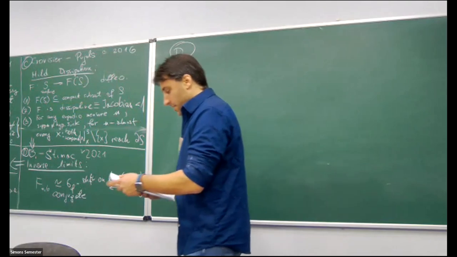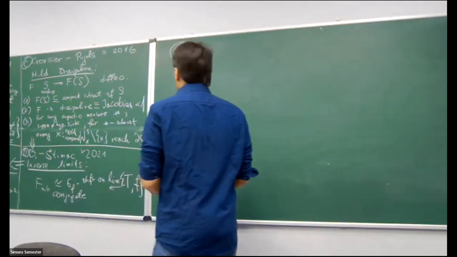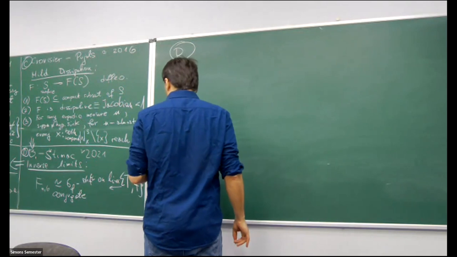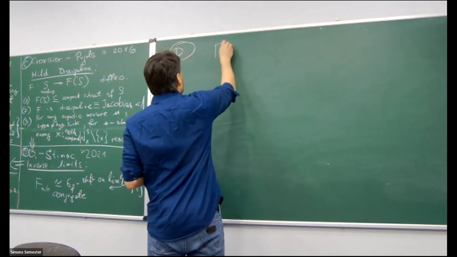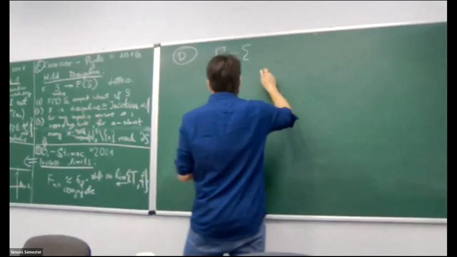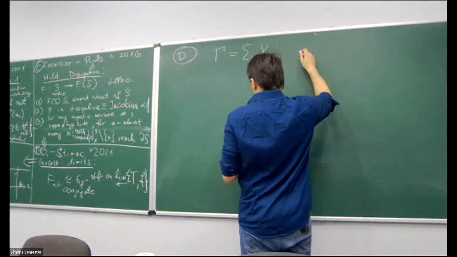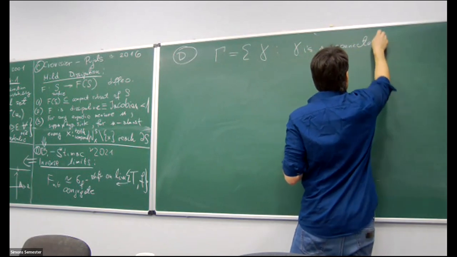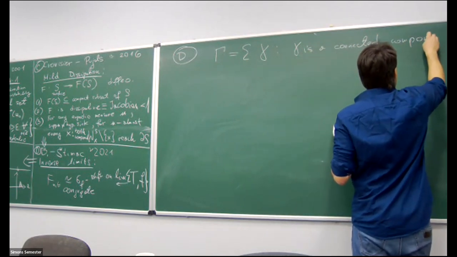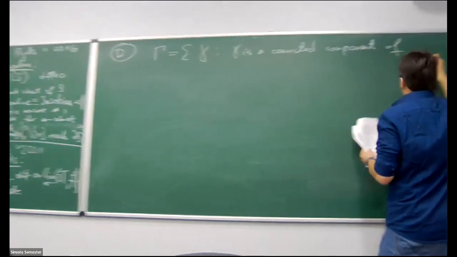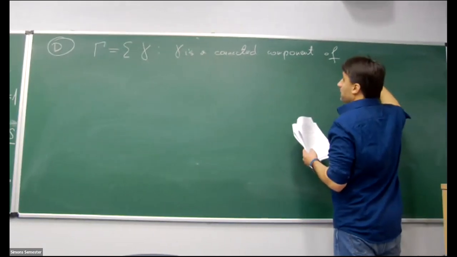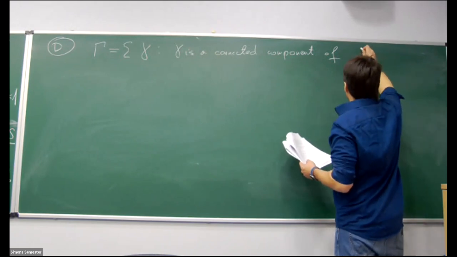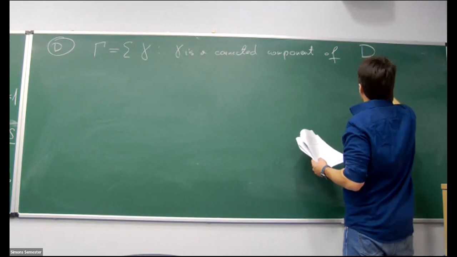And so I will say a bit more about this. Once you have these conditions, you can consider gamma, which is a family of connected components. Okay, so for now I will switch to the Hénon map. So D is this forward invariant disk.